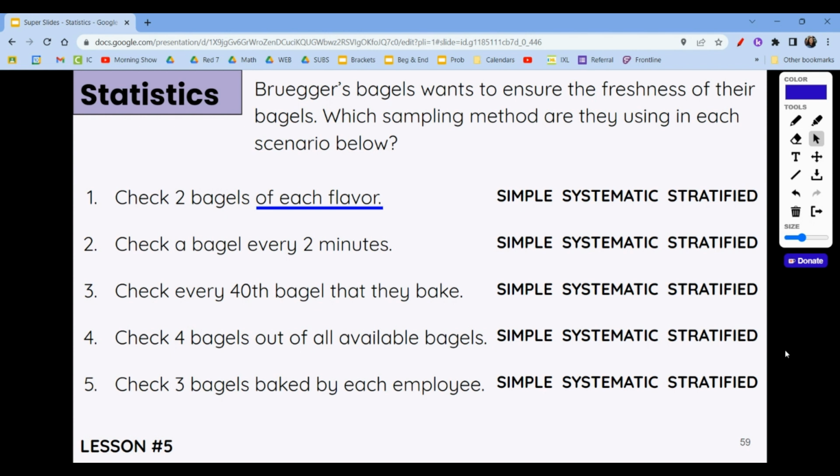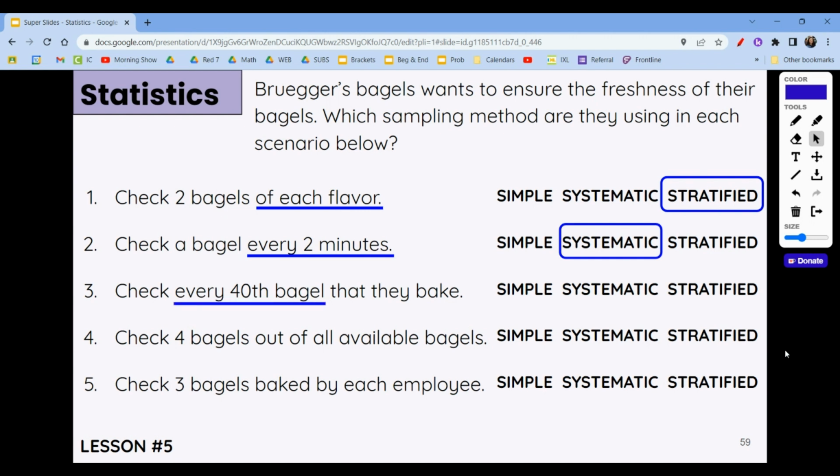Which of these sampling methods groups the population first? Stratified. Next, checking a bagel every 2 minutes. Okay, they came up with a rule. They're going to check every 2 minutes. That's an interval of time. Which of these split up the population by a rule? Systematic.